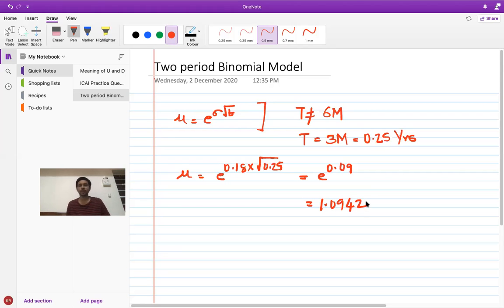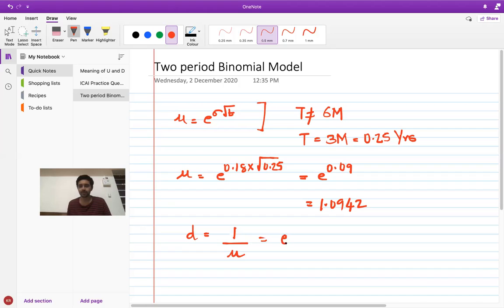Okay, I'm taking up to 4 decimals. So u is actually equal to 1.0942, and d can be calculated as 1 by u. What you have to do is e power minus 0.18 into square root of 0.25. That is the original formula of u, and I think we should be using that, because otherwise we will have some rounding errors. So let us go ahead with using the original formula itself.